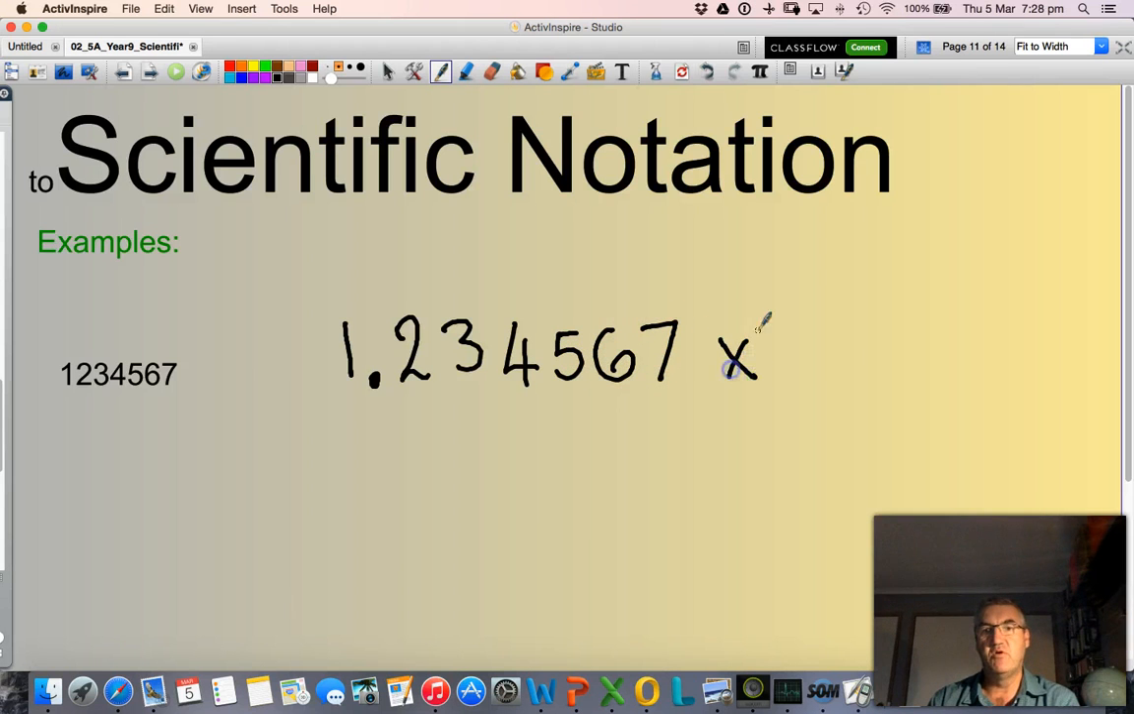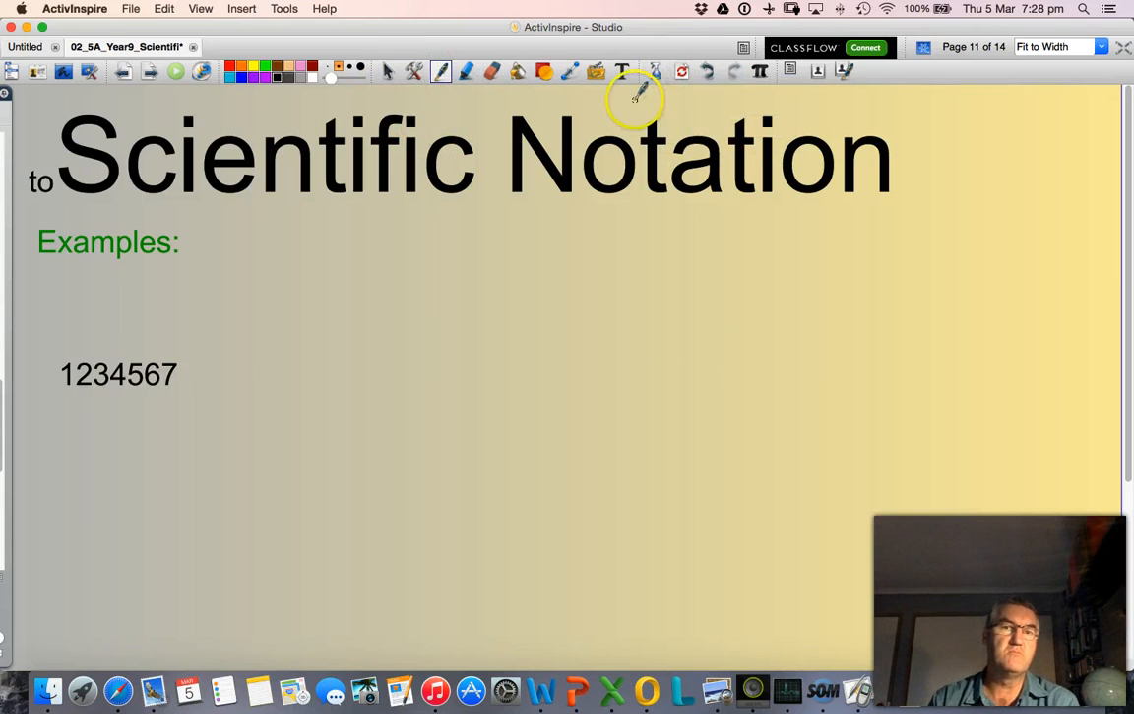And I'm going to multiply that by 10 to the power of something. Right, I'm not sure what the power is yet. Now, how many places do I need to move that decimal point to get back to my original number? I need to start here, I'm going to have to move it 1, 2, 3, 4, 5, 6. So I will be multiplying by the power of 6. Right, let's clear that one up and we'll move to the next one.